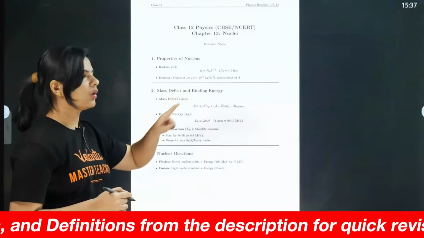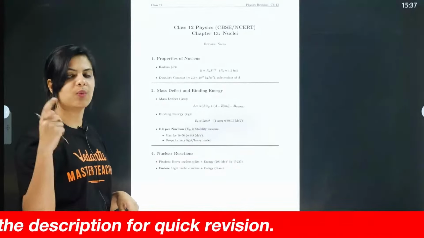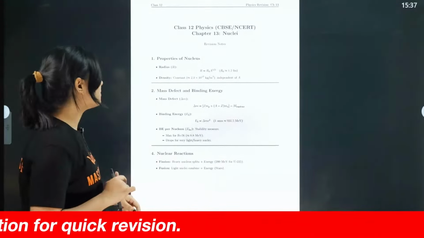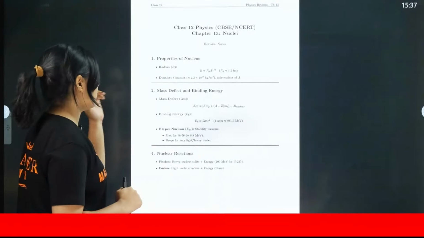அதுல வந்து R naught oda value வந்து it is coming as 1.2 femtometer, so you can just go for 1 into 10 to the power minus 15 also will work. Density வந்து it is independent of A, it is not depending upon the mass number.